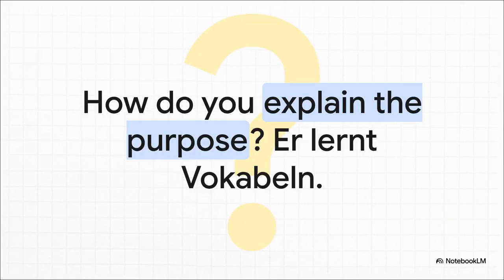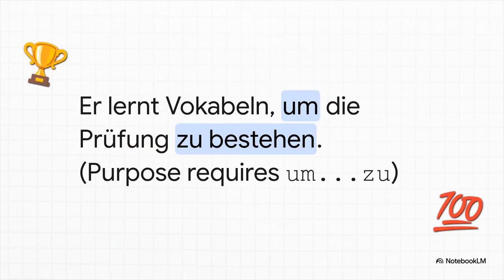Okay, last one. He's learning vocabulary and he passes the exam. We want to connect these to show that the first action is being done for the purpose of the second action. So, which structure do we need to pull out of our toolbox here? Exactly. Because we're explaining the why, we need our um zu combo. Er lernt Vokabeln, um die Prüfung zu bestehen. He's learning vocabulary in order to pass the test.